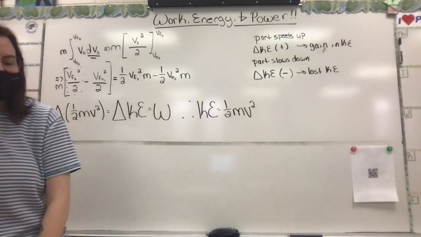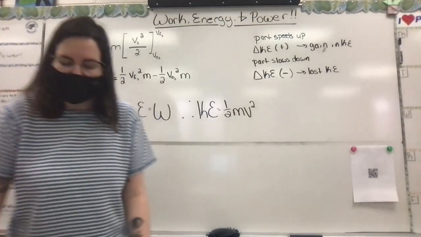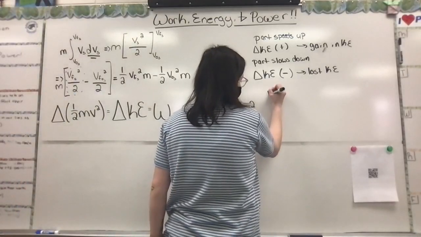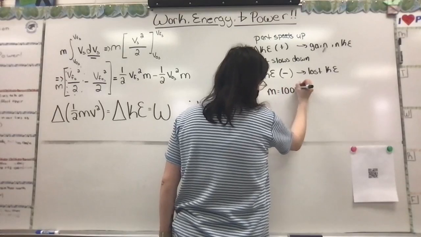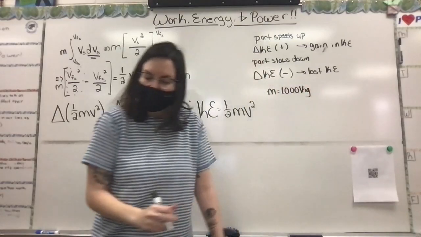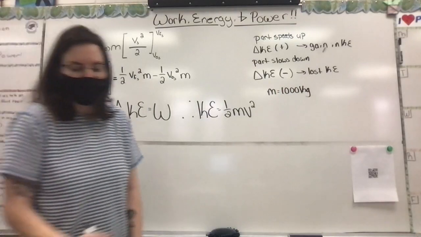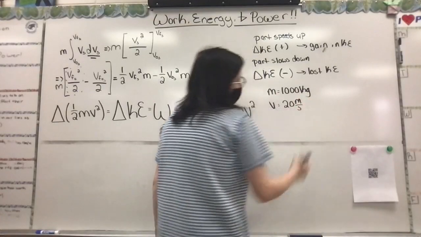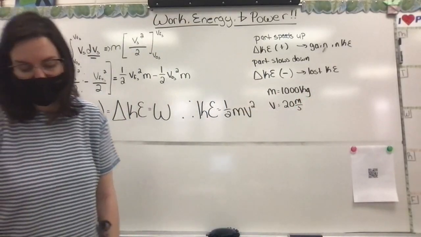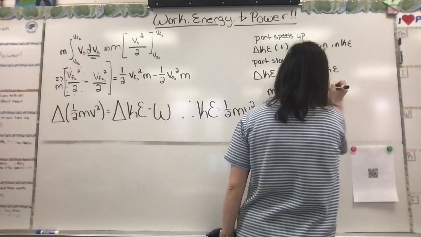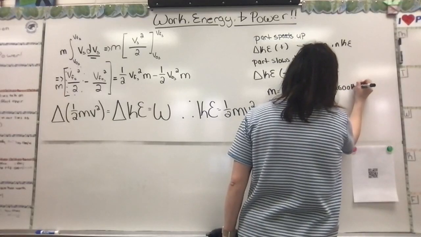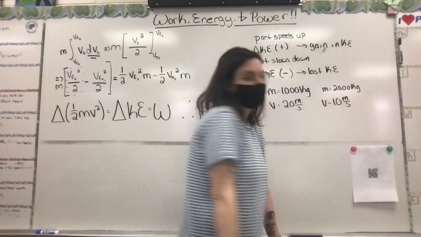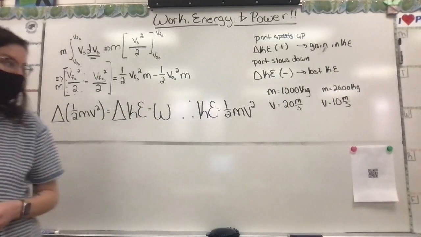So let's see here. If we have a car that has a mass of about 1,000 kilograms, and it's going a speed of 20 meters per second. And then we've got another car that's 2,000 kilograms, and it's going a speed of 10 meters per second. Which one has more kinetic energy?